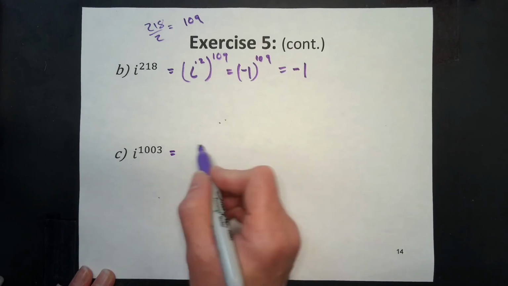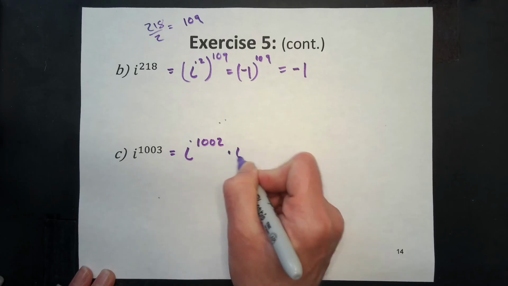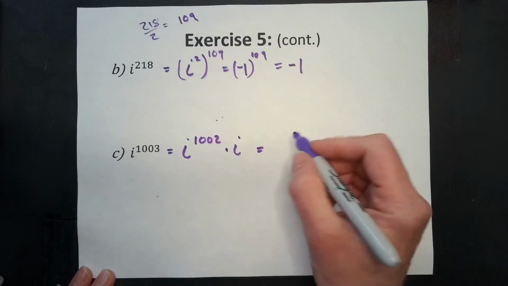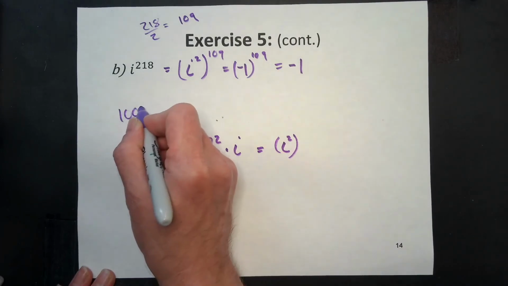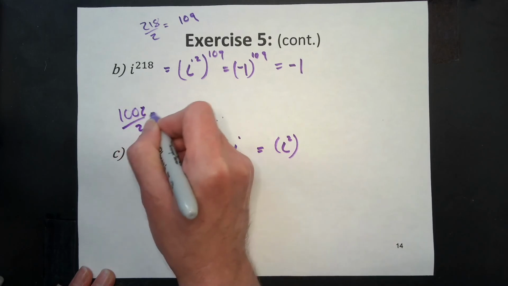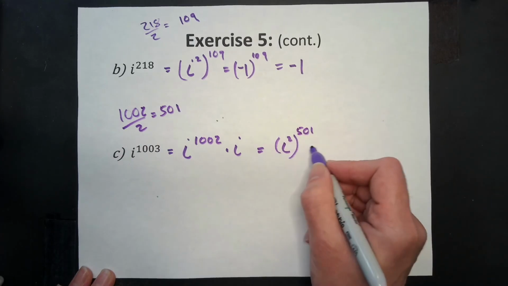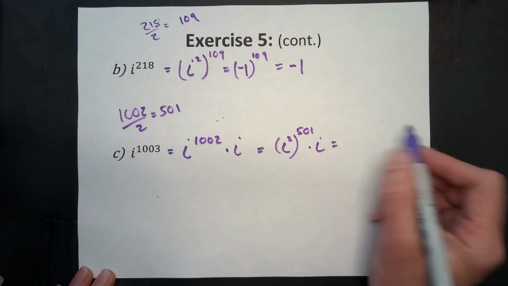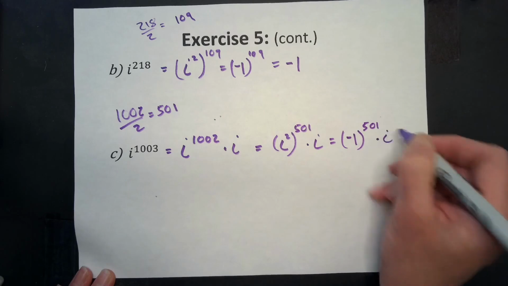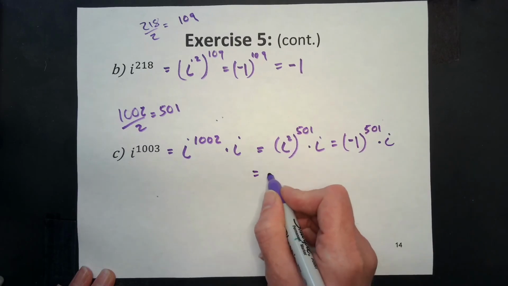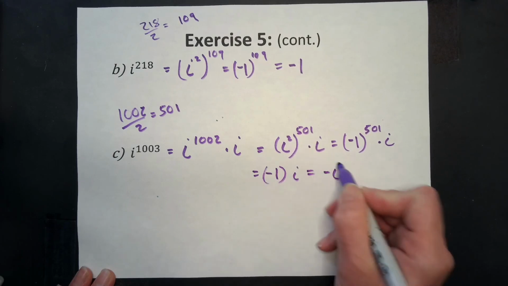This one, it's an odd number, so I'm going to have to bring out one of the i's. So I'm going to have i. This is going to be 1002 times i to the first, which will give me i squared. And so 1002, I should say, divided by 2 is 501. So i squared to the 501 times i. I'm going to raise a negative number to an odd power times i. So that's going to keep it negative. And so that's going to be negative 1 times i, which gives me negative i back out.